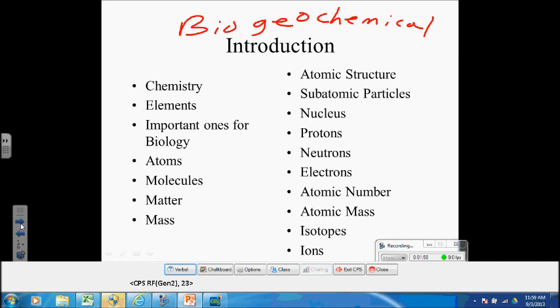Biogeochemical cycles. Take that word and think about it for a minute. Bio means life. Geo means earth. Chemical. So it's basically this. How do chemicals on Earth move through living things? What's an example of a biogeochemical cycle?